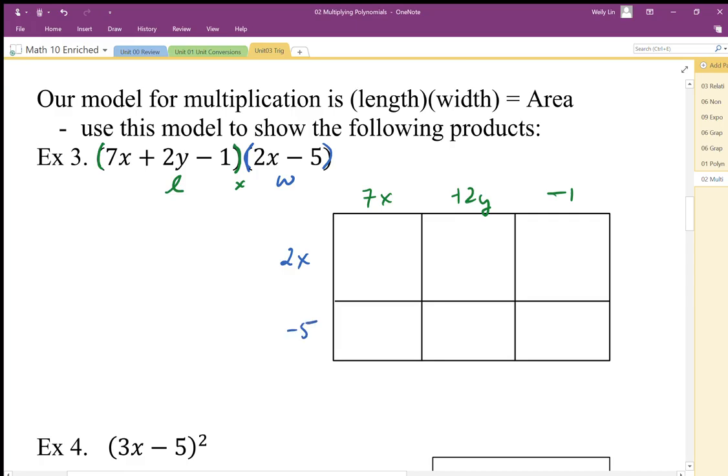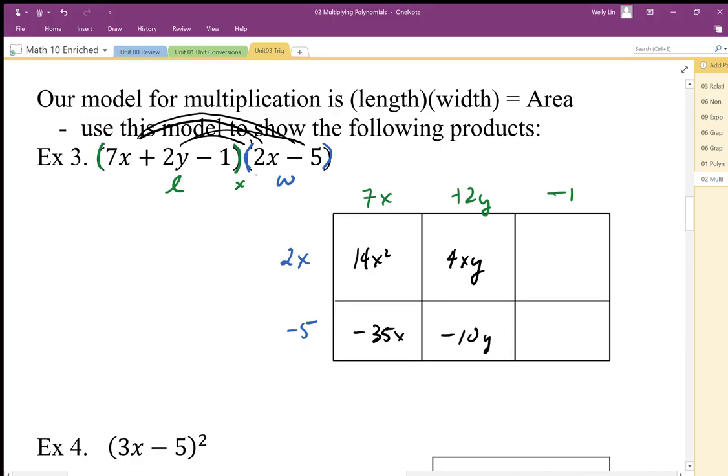And then I can see that as I distribute these terms, the 7x times 2x gives me my 14x squared. This 7x going into the negative 5 gives me negative 35x. Okay, I can do the same thing with these two terms here. I get 2y times 2x is 4xy. The 2y times the negative 5 gives me the negative 10y.